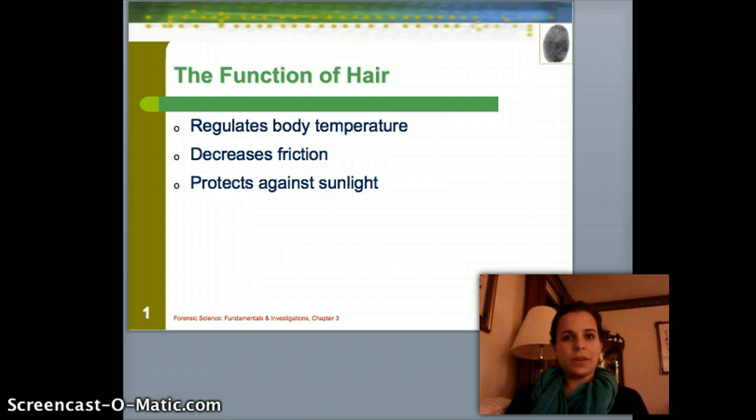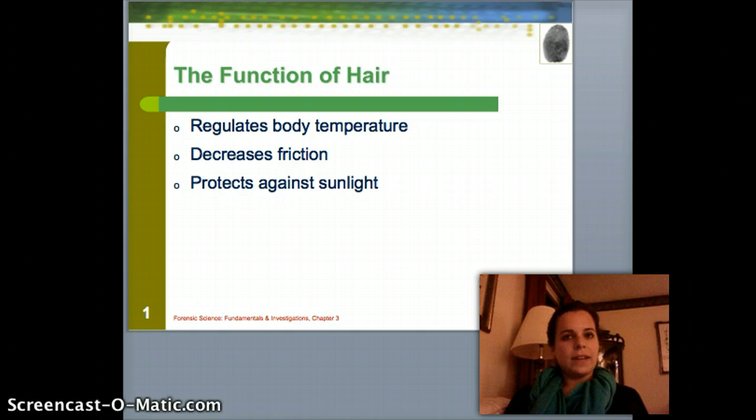Remember, our central question is how hair and fiber evidence can implicate a suspect at a crime scene. And right now we're working on the hair part of our unit. So we're looking at how hairs found at a crime scene can point to a specific individual. So the function of hair, there's three major functions of hair.